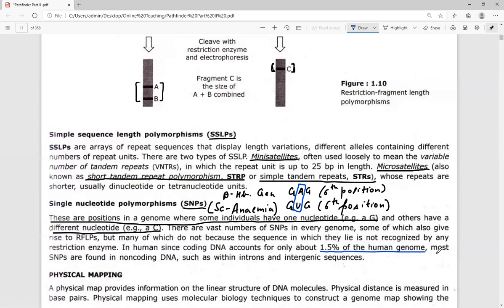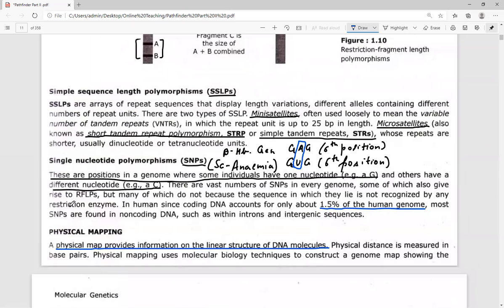Now, physical mapping. What do you mean by physical maps? A physical map provides information on the linear structure of the DNA molecule. So what is the linear structure of the DNA molecule? How the DNA molecule is arranged, that type of map which is made is referred to as a physical map. Physical distance is always measured in terms of base pair.